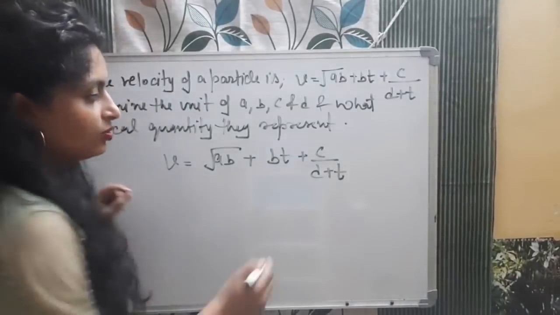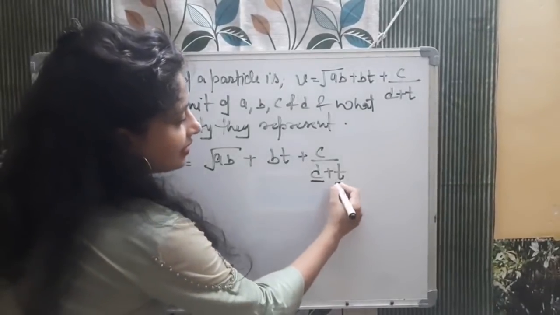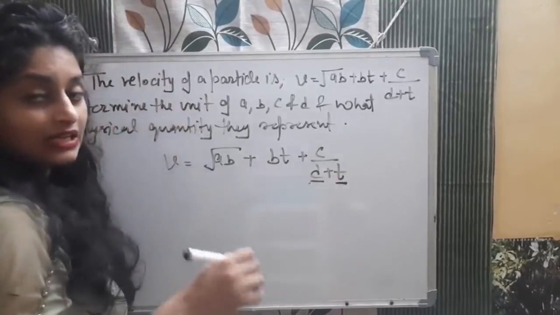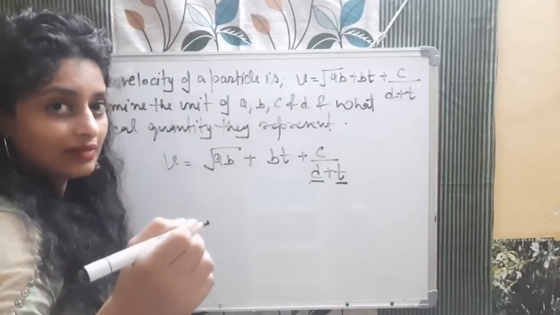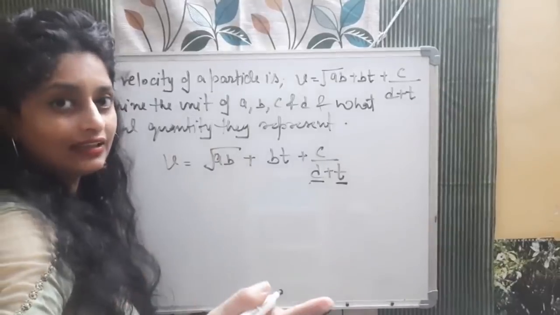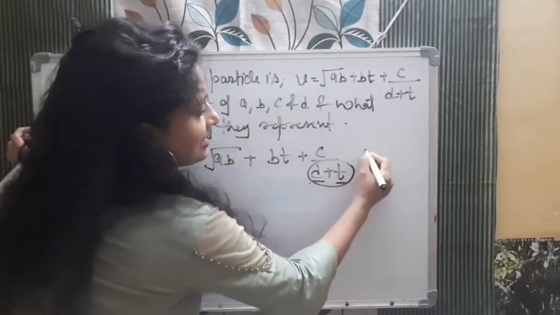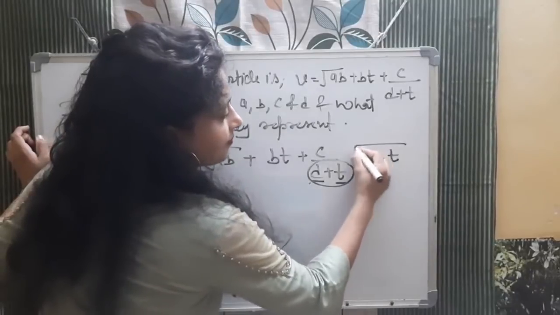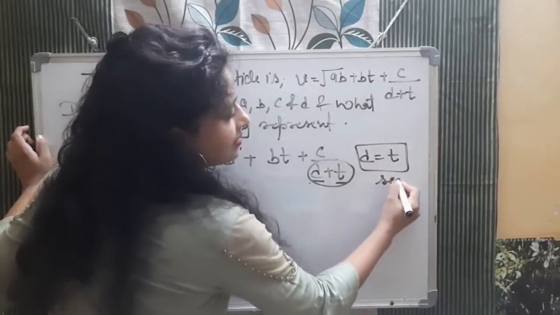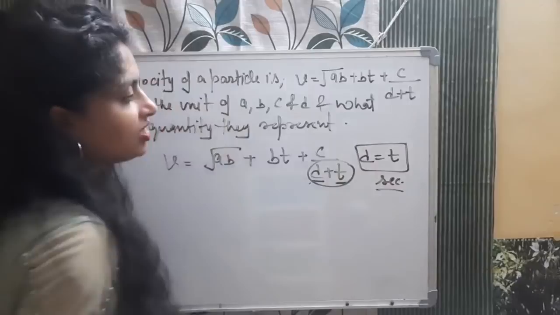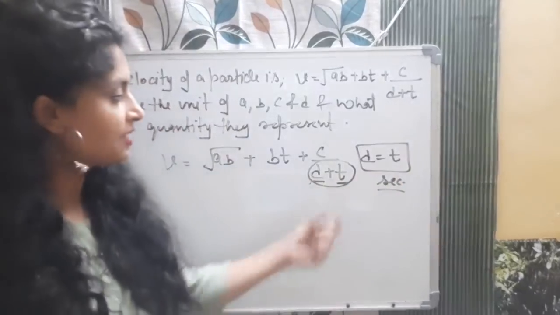Now see here, D. In D what we are adding? Time. The same quantity we can add to the same; we cannot add time to length, we can add time to time only. So from this part what can we say, D is equal to what? Time. So what will be its unit? Second. And which physical quantity will it represent? Time. Okay? We got it.